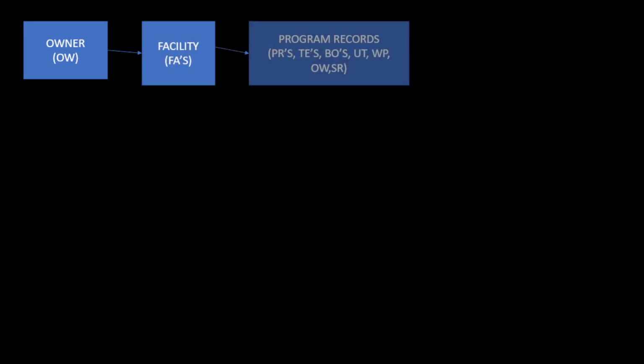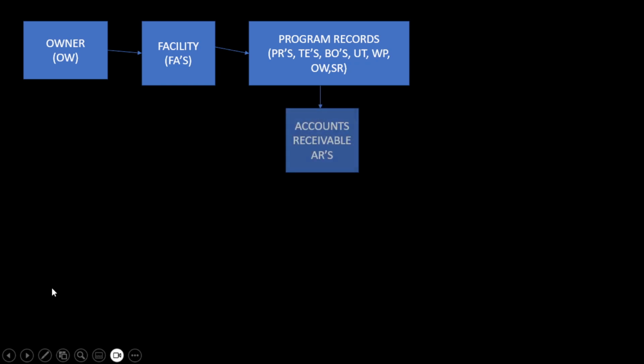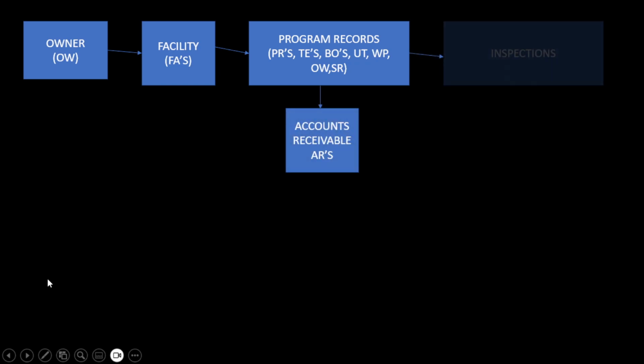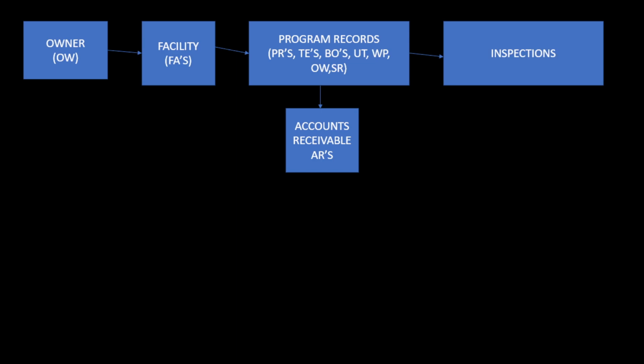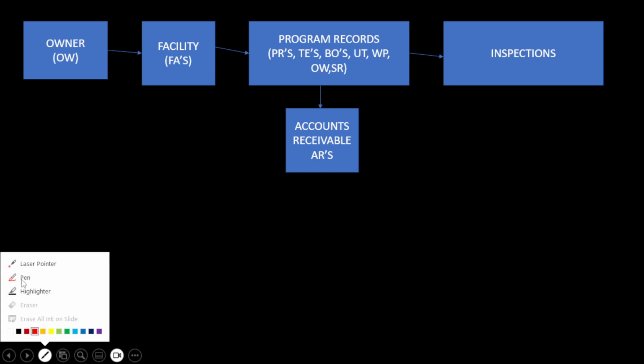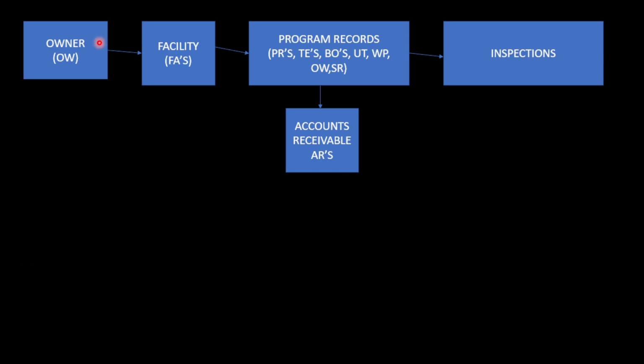Okay. All right. So the way data is organized in Envision, it's in a chain. It's linked in a straight line. You have owner records that are linked to facility records, that are linked to program records, that are linked to accounts receivable records, and those are also linked to inspection records. What that means is these relationships are pretty much one-to-one.